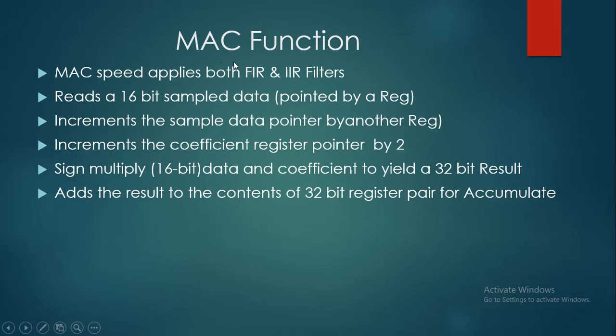And what are the functions of MAC? MAC supplies both FIR and IIR filters. FIR and IIR filters are nothing but finite impulse response filter and infinite impulse response filter. They read the 16-bit sample data in one register, increment the sample data pointer by another register, and increment the coefficient in the second register, and sign multiply, and the data coefficient is yielded as a 32-bit result, and add the results to the contents of the 32-bit register and pair for the accumulator. These are the functions of the MAC unit.